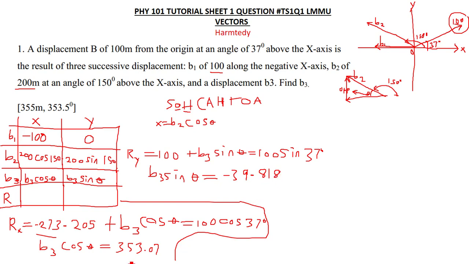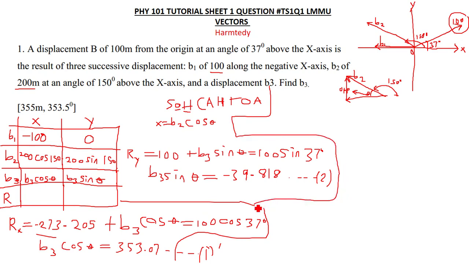Yeah, so now you have your equation 1, which is this one, and this is your equation 2. So you can now solve these two equations simultaneously to find the value of b3 and theta. So how do you do that? We can divide these. We know that when you divide sine theta and cos theta, you get tan. So let me just erase this. We use this part for solving other things.